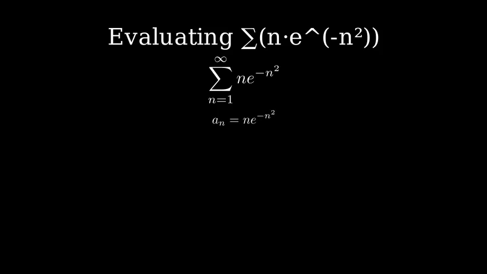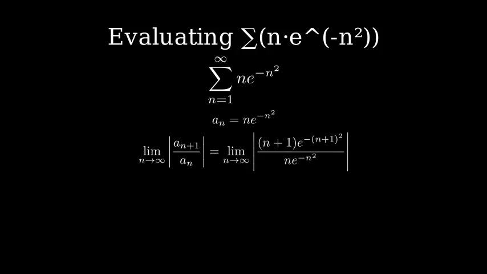Let's call our nth term a sub n, equals n times e to the negative n squared. For the ratio test, we look at the limit as n approaches infinity of the absolute value of a sub n plus 1 divided by a sub n. Let's substitute our terms and simplify this expression.